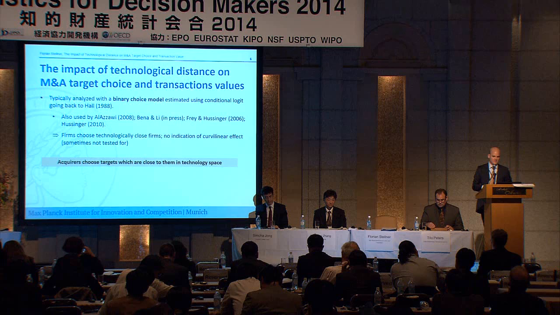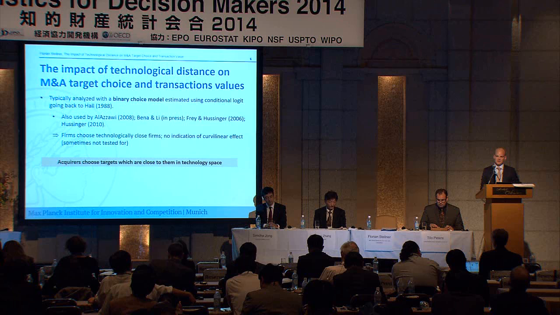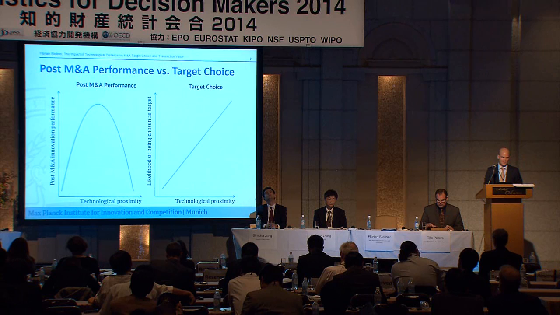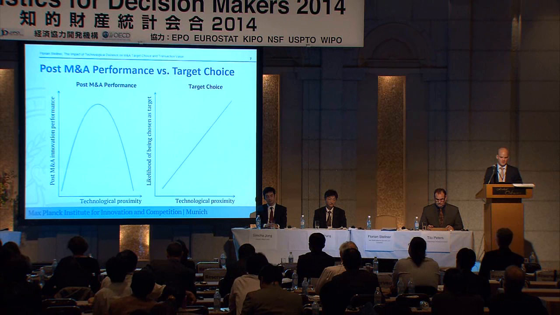Some studies have looked for a curvilinear effect, so whether the findings we found from the post-M&A performance also hold for the choice decision made by the acquirer, but there is no support so far indicating that there is a curvilinear relationship, that acquirers choose companies with an intermediate level of technological distance. So this can very succinctly be summarized as follows. On the left-hand side, you have that the post-M&A performance is best when technological distance is intermediate, and acquirers choose targets which are technologically close.